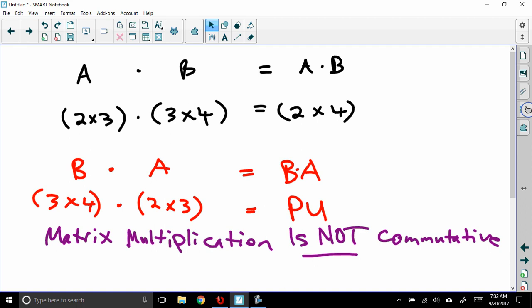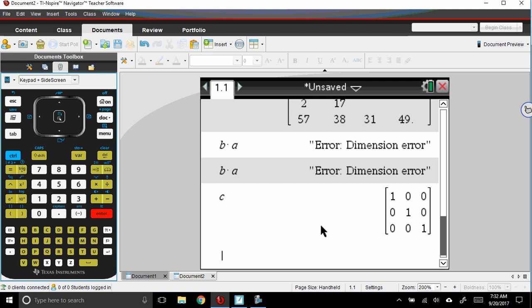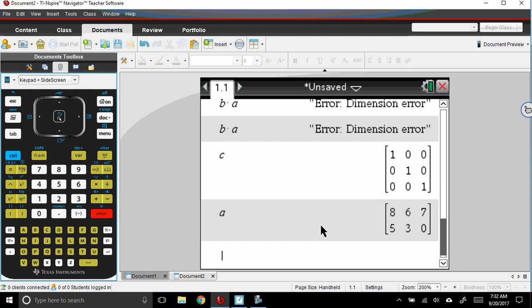In other words, if you take two matrices and multiply them one way and then another way, you're not going to get the same thing, with one exception to that, and that's if you multiply by the identity. So what I've got here is matrix C, which is the identity matrix. Now that's a 3 by 3. I'm going to go ahead and take A, which was 867530, and I'm going to multiply A by C, and watch what I get.